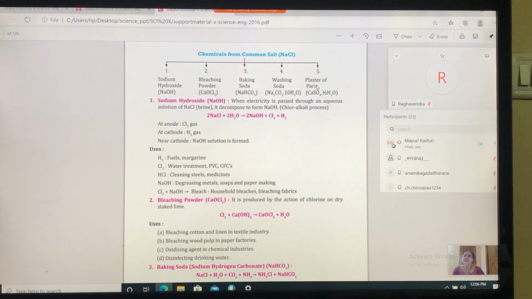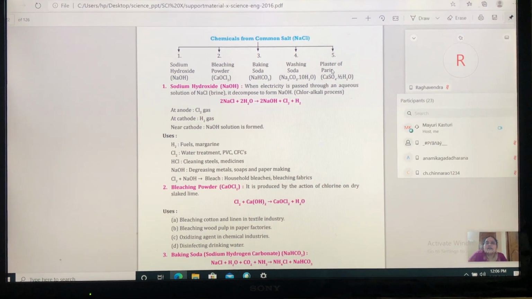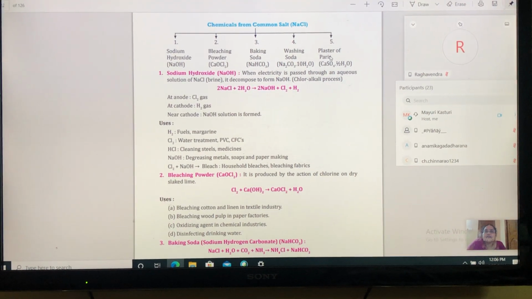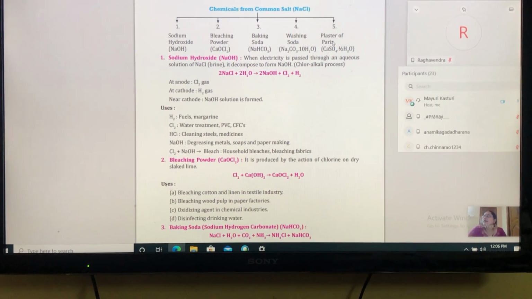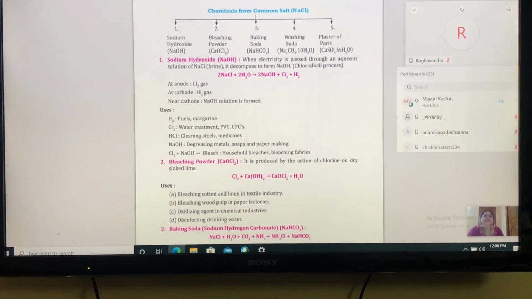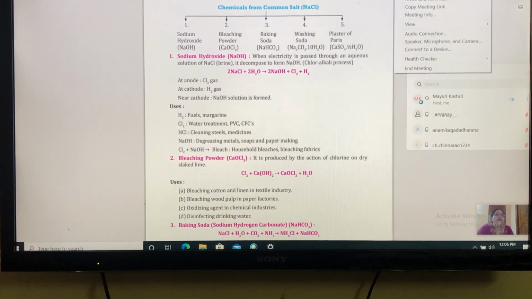All these preparations are very important here. So, sodium hydroxide preparation, bleaching powder preparation, baking soda preparation, washing soda, and plaster of Paris. We will see one by one.